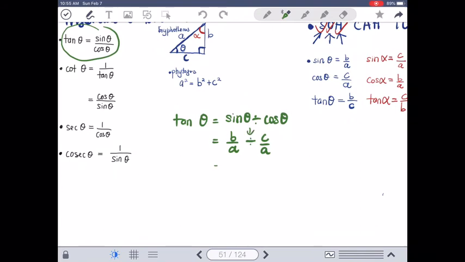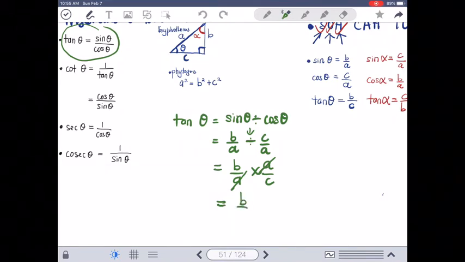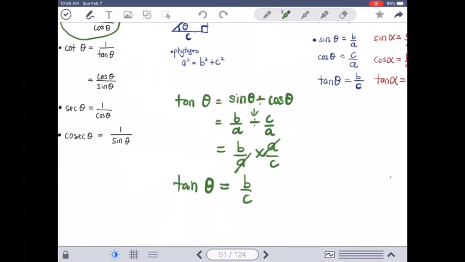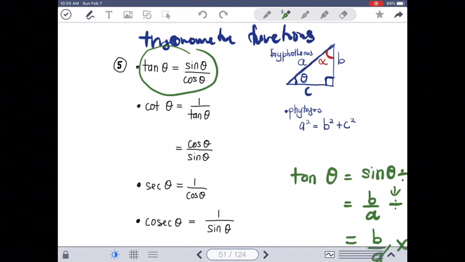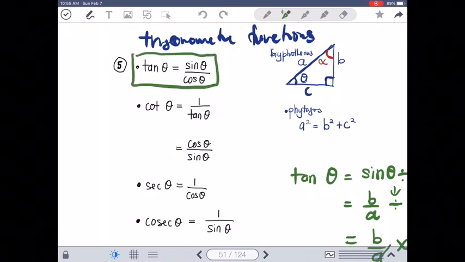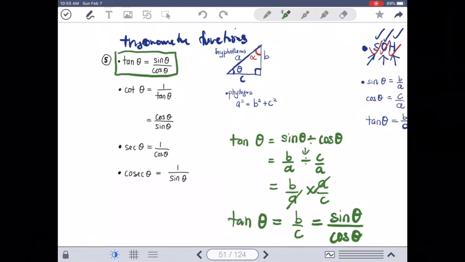And we know that when we have division, we can flip. So A over C, cancel out, we will eventually get B over C. So we can say that tan theta is obviously equals to B over C, which is just equals to sine theta over cos theta. So this one you need to remember. This first fact, you need to remember. When we have tan theta, the value is just equals to sine theta over cos theta.